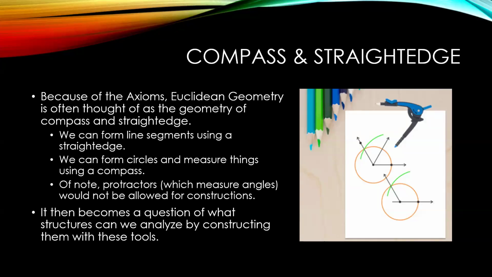We also don't have rulers. I mean, we can use a radius to kind of create a ruler, but not in the same sense as the Cartesian coordinate system. Well, maybe it's a little complicated there. It then becomes a question of what structures can we analyze by constructing them with these tools? And so what kinds of things can we make using a compass and straight edge?